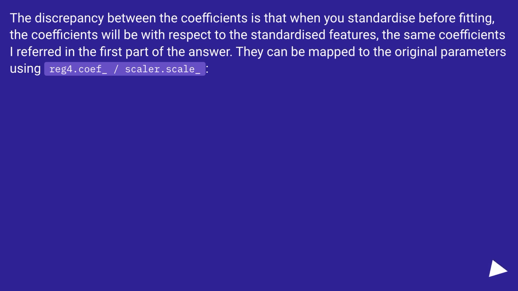The discrepancy between the coefficients is that when you standardize before fitting, the coefficients will be with respect to the standardized features, the same coefficients I referred to in the first part of the answer. They can be mapped to the original parameters using reg4.coef_ / scaler.scale_.